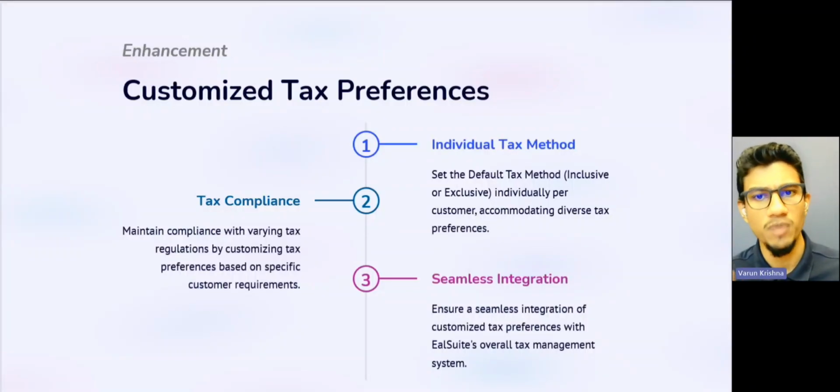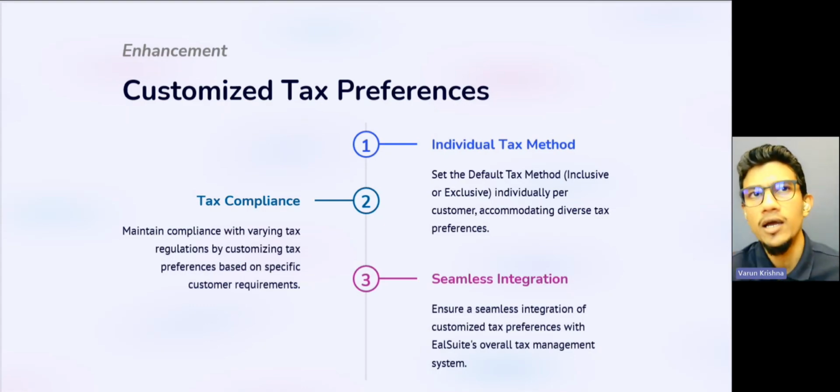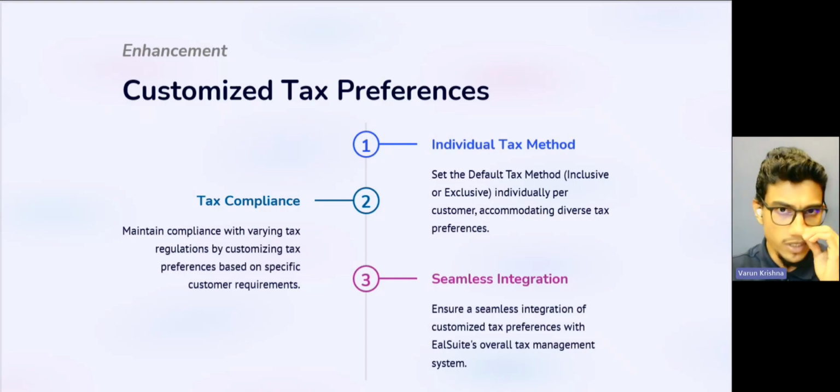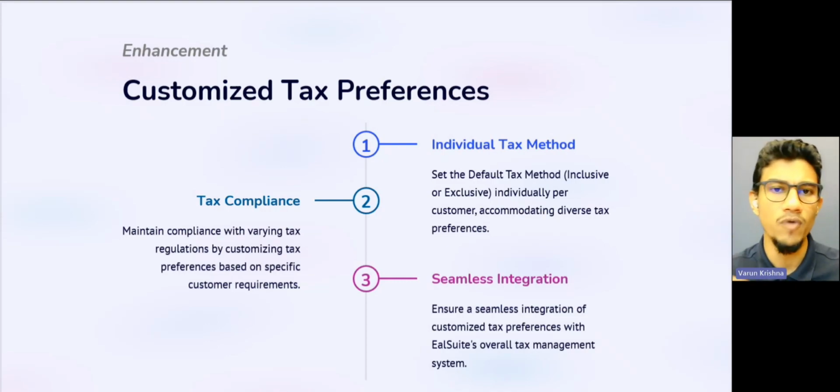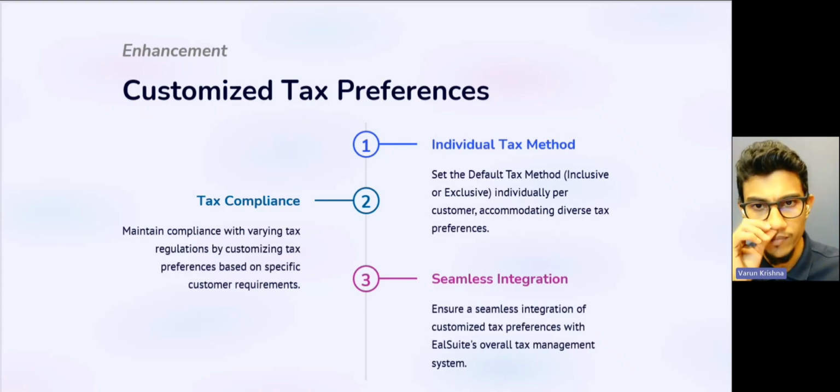So the individual tax method can be opted right now while creating customers. So the next question is, okay, earlier, how was this happening? Earlier, tax preferences or tax method, whether it was inclusive or exclusive, was again set company wide. The decision was made for the company, for the organization. Organization wide, for any individual customer that you're creating, it can either be inclusive or exclusive.